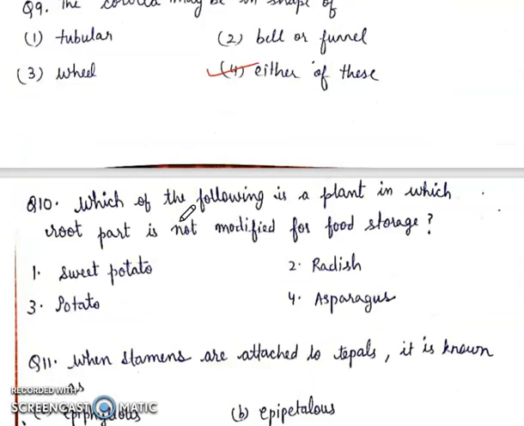Question 10. Which of the following is a plant in which root part is not modified for food storage? First sweet potato, second radish, third potato, fourth asparagus. Answer will be potato because in potato, the underground stem is used for the food storage.